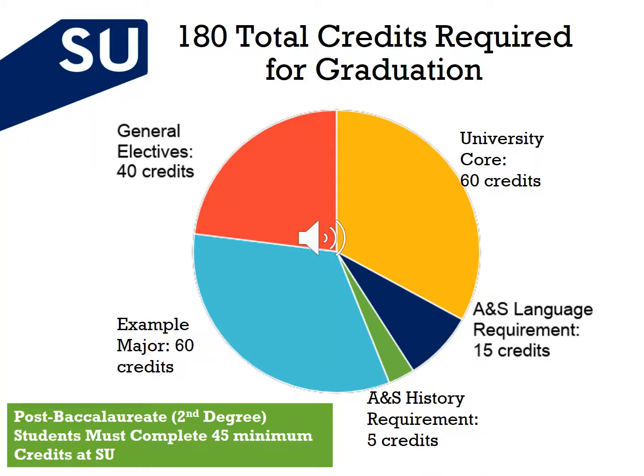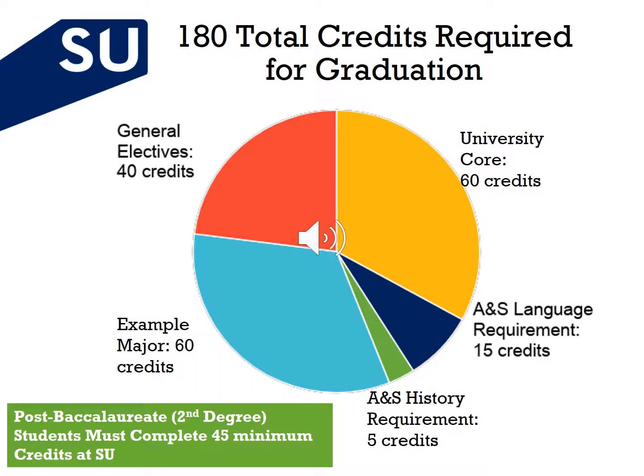You must complete at least 180 credits in order to obtain a degree from Seattle University. Those 180 credits will include 60 credits of university core requirements, 15 credits in a foreign language, 5 credits in history, 1 major, and various elective courses to reach 180 credits. This pie chart shows an example of how that would look if, for example, you had a 60-credit major, which is the average number of credits for an arts and sciences major.